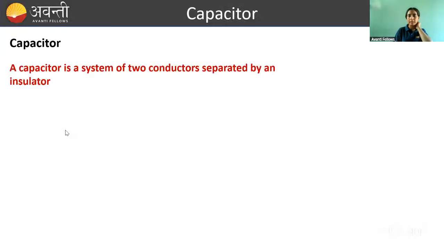कैपेसिटर होता क्या है? So basically capacitor is a system of two conductors. So when we try to make a capacitor, we keep two conductors separated by an insulator. ठीक है, so maybe we are using two plain sheets. So we have two sheets like this.